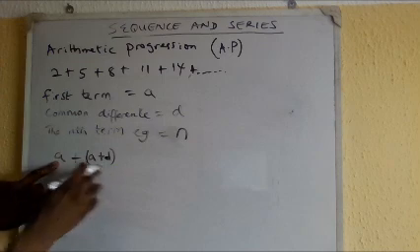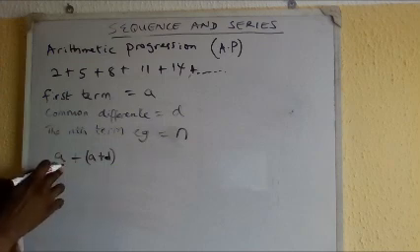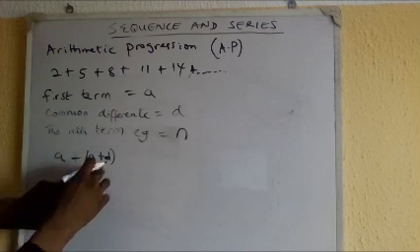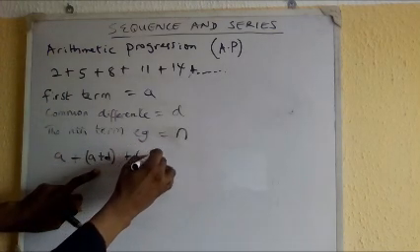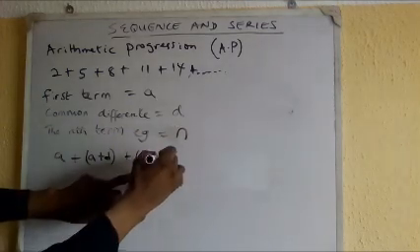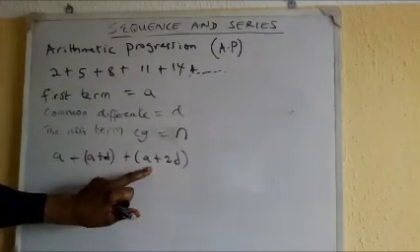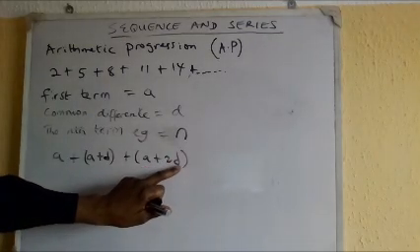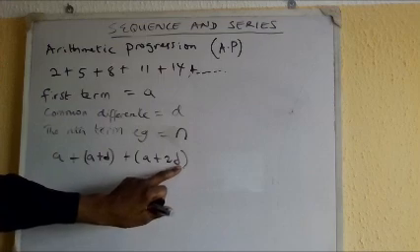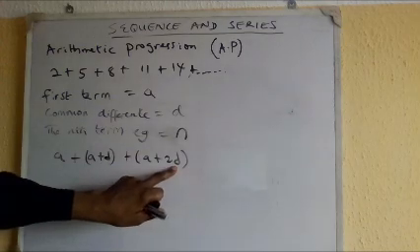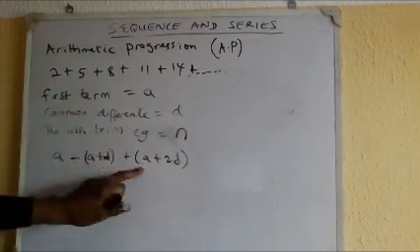Because if I add 3 to 2, I get 5. And my third term is a plus 2d. How? This is 2d, and d here is 3. 3 times 2 is 6. 6 plus 2, which is the first term, is 8.